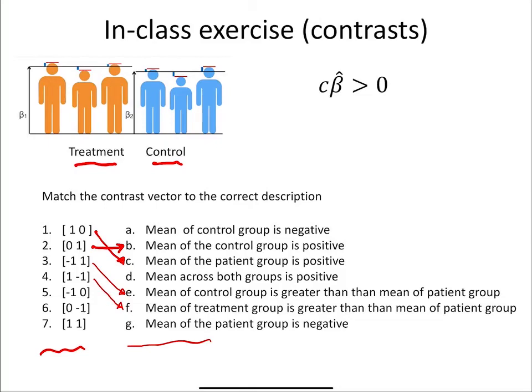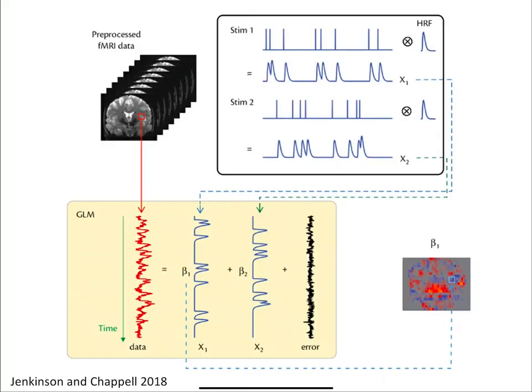And the minus 1, 0 just means it has to deal with the patient group, and so it's the mean of the patient group is negative. Okay. And then this one is here, and this involves both, so it's the mean across the groups. Okay. Are there any questions on that? Okay. So it's fairly straightforward, but it's useful to know that this is what you'll need to do for contrasts.